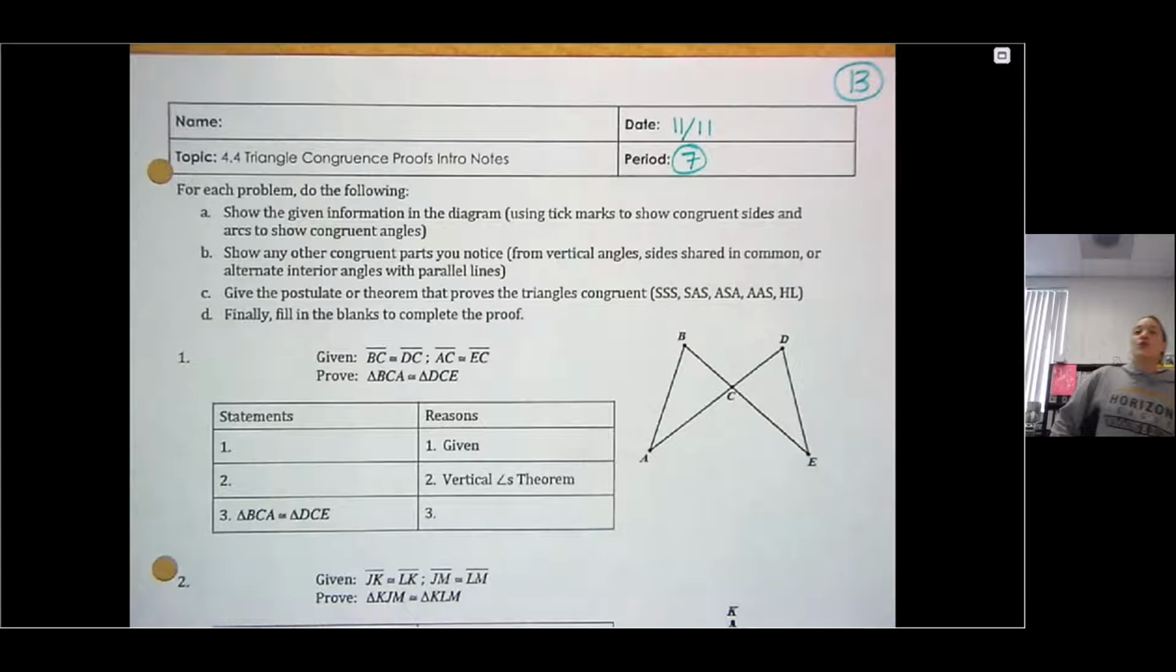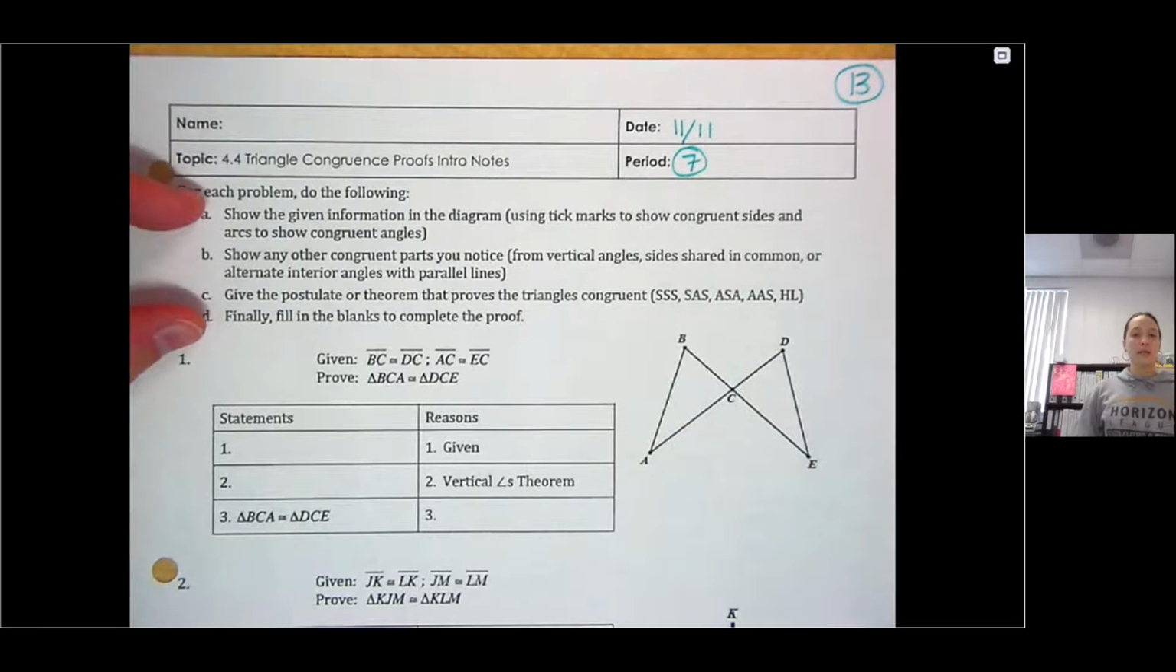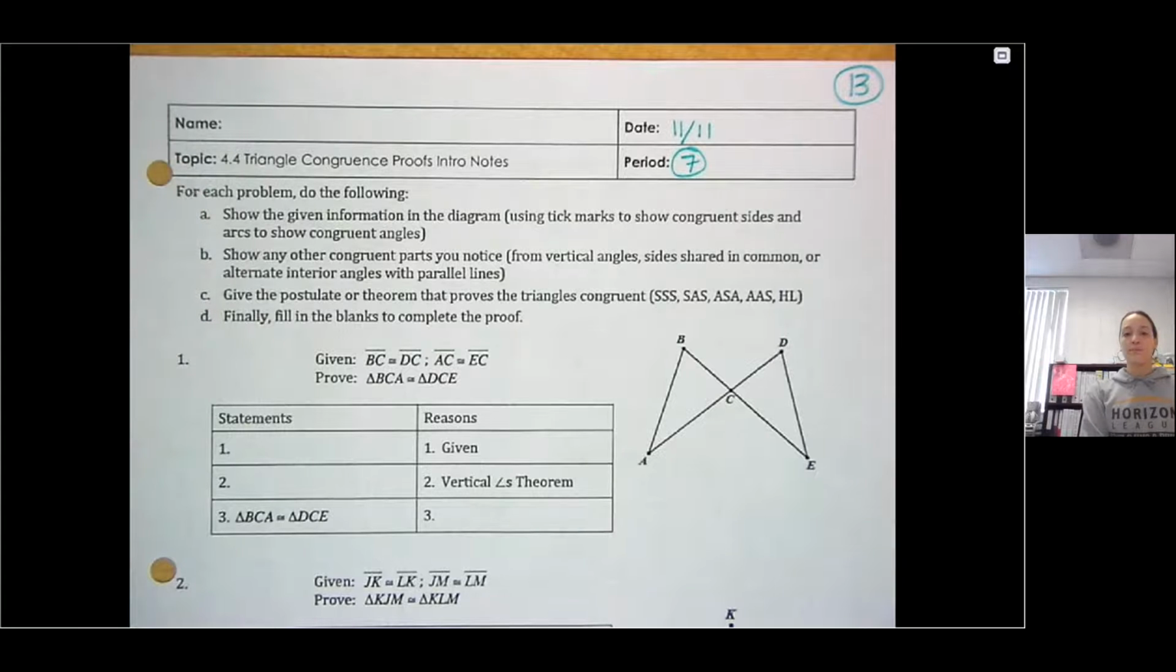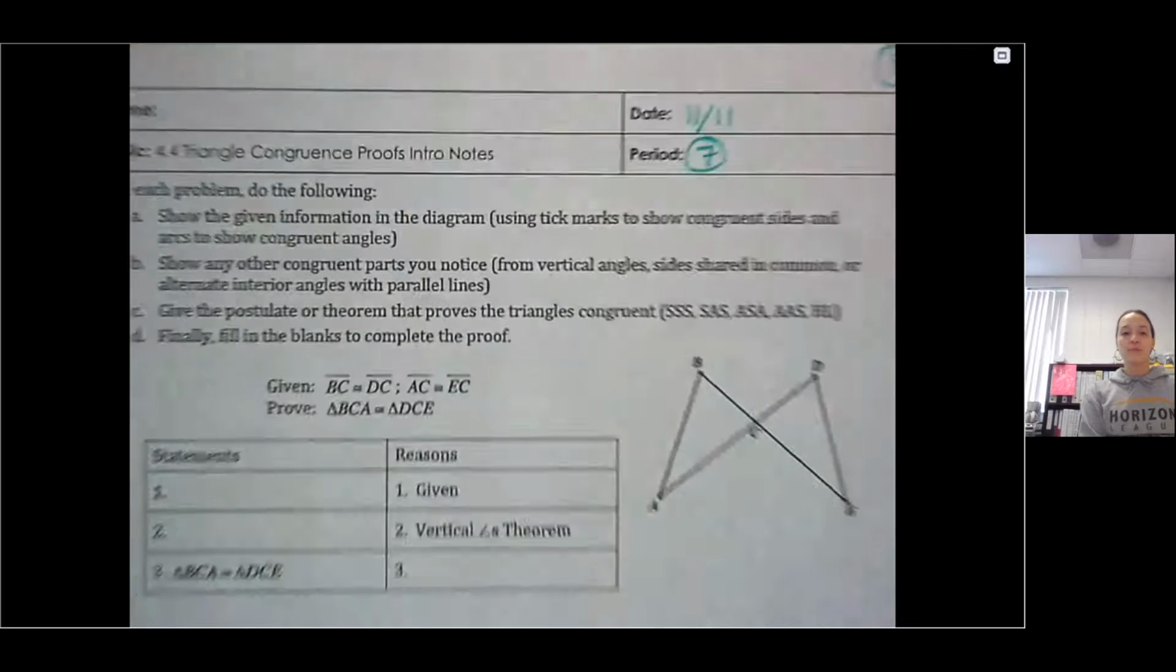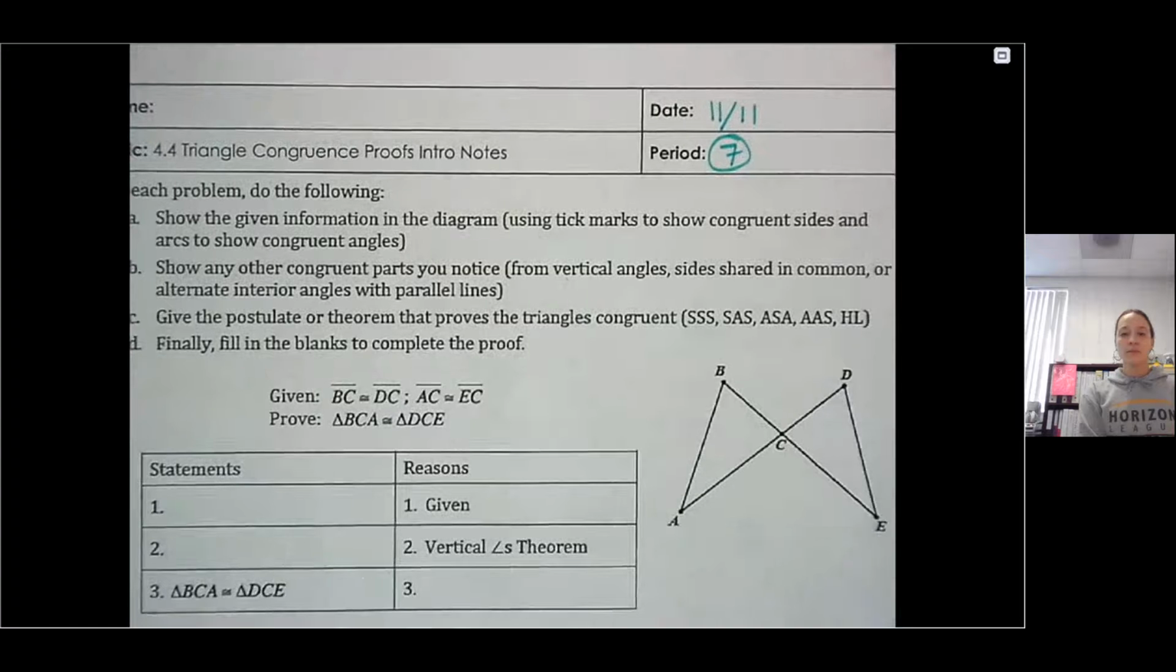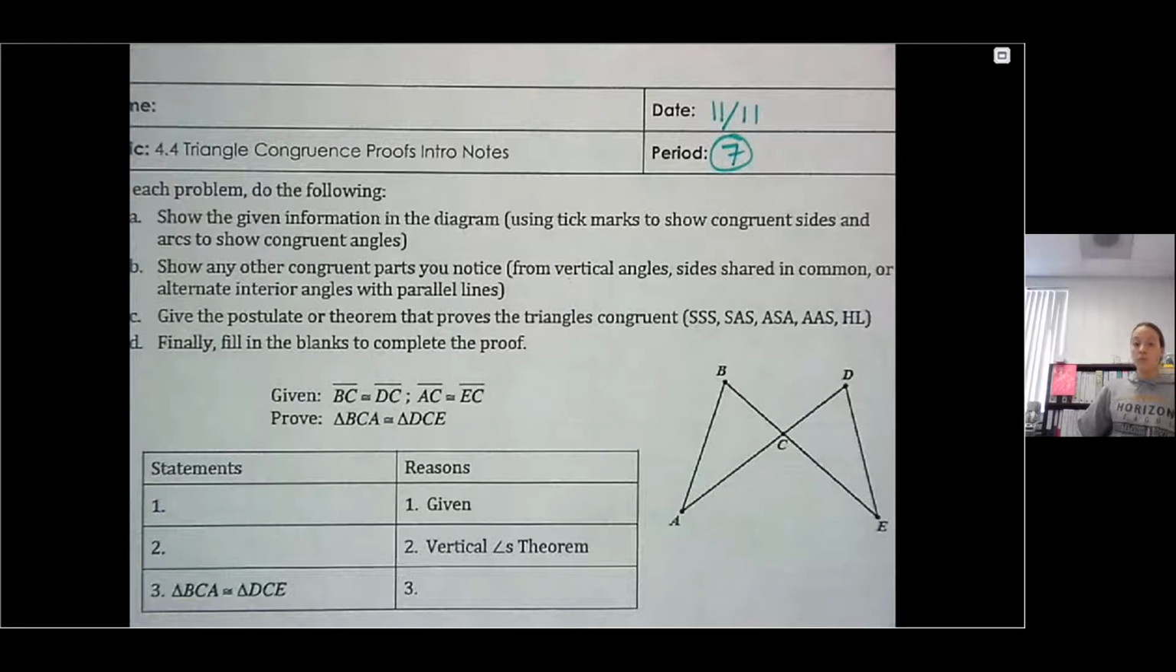Okay, so as we go through and we prove different problems, there are 4 steps, and we're going to do these 4 steps every single time we see a proof. There are these 4 steps right here, A through D. Can I have somebody read my first step there? Ginger, go for it. Show the given information in the diagram using tick marks to show congruent sides and arcs to show congruent angles. Okay, so you're going to start by marking up the picture. That's the first thing.